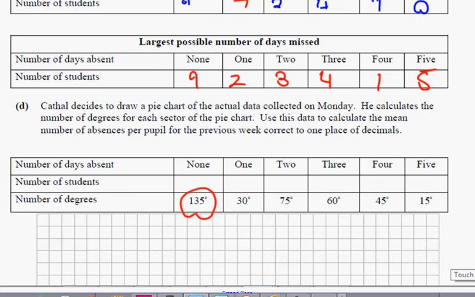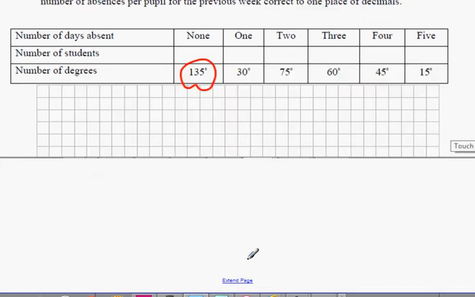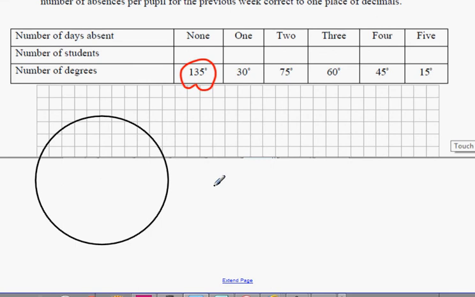Okay? Now, first of all, can anybody tell me, in a pie chart, what is all the students? What degrees gives you all the students? Can you tell me, 360. Greg? Sorry? 360. 360 degrees equals how many students? How many students were in the class in total? 24.